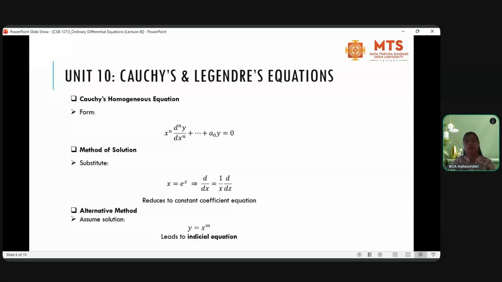The alternative method is to assume a solution, which leads to the indicial equation, where y equals x^m. This is how the assumed solution is used.